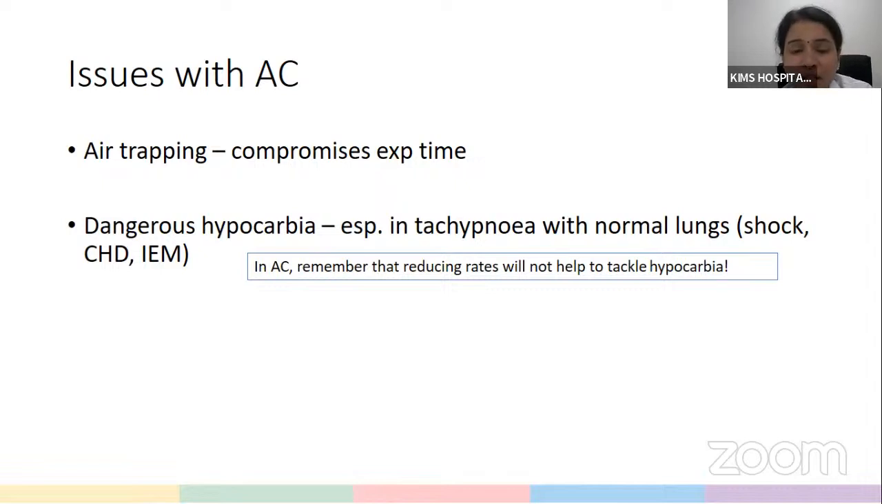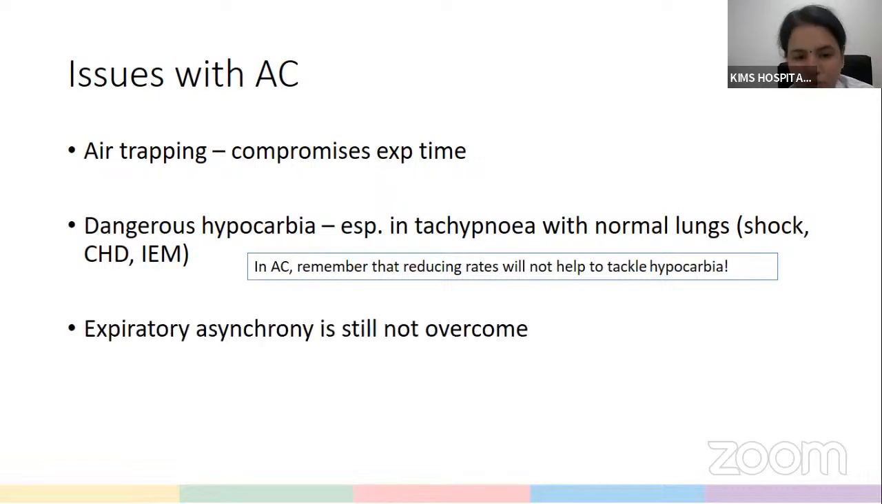And whenever we see hypocarbia in the ABG, as a reflex, we go back and reduce the rate. Remember, reducing the rate in assist control is not in our control. Even if we reduce the rate on the mode, we will only reduce the backup rate and not the real rate of the baby, because the baby is the only one determining the rate in assist control. So please remember, when you see hypocarbia in assist control mode of ventilation, we must only reduce PIP and not the rate, because rate is not something that we are controlling.